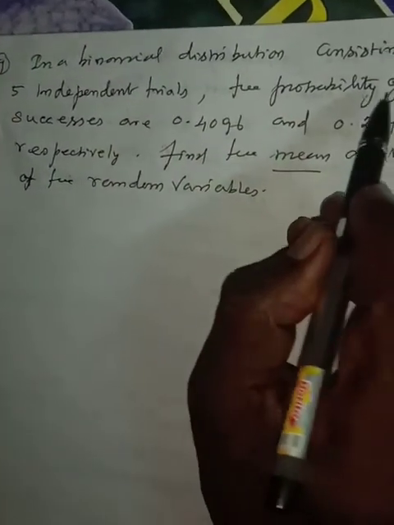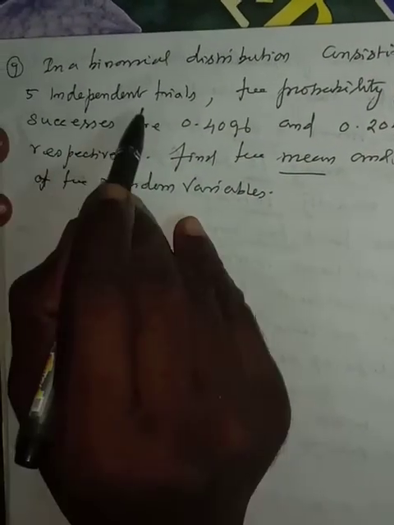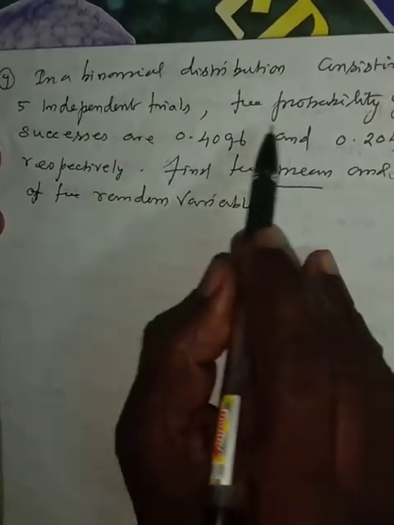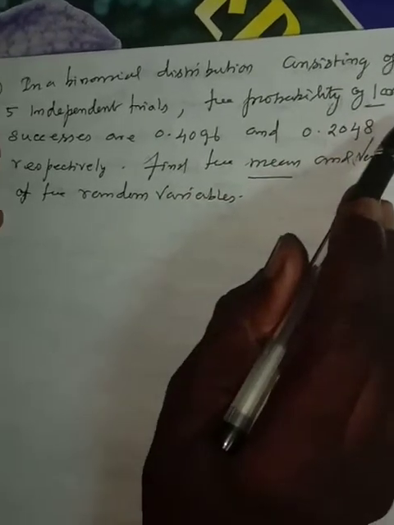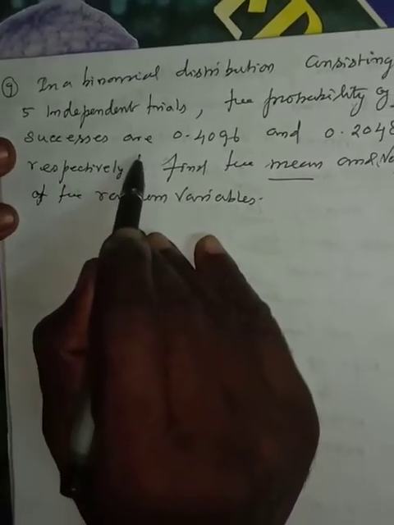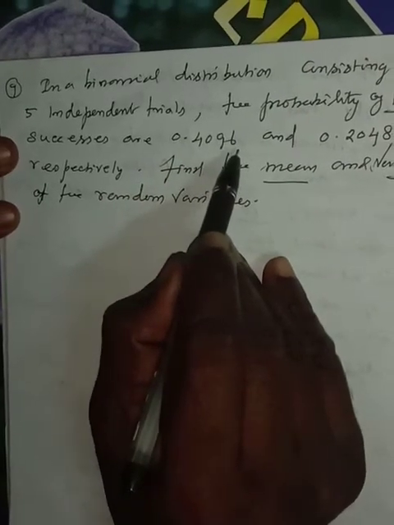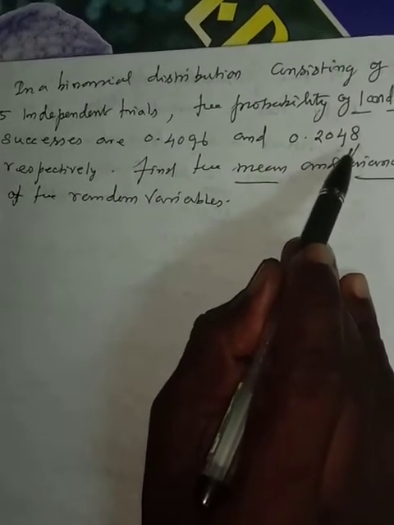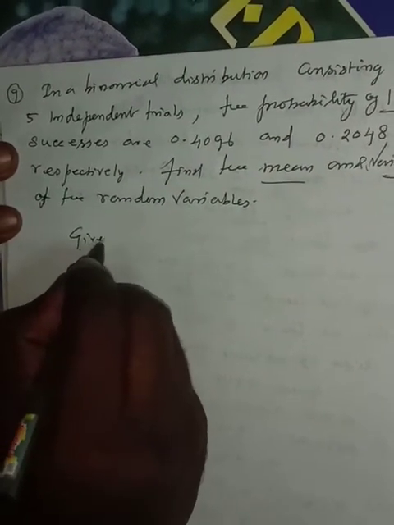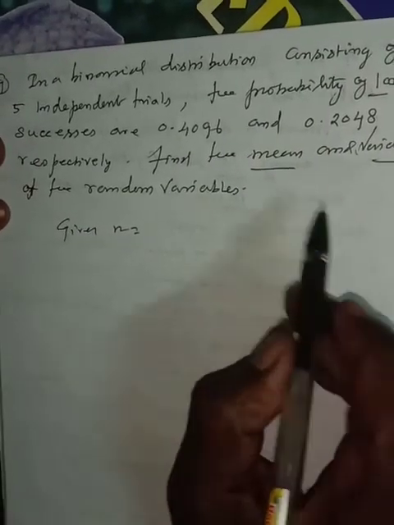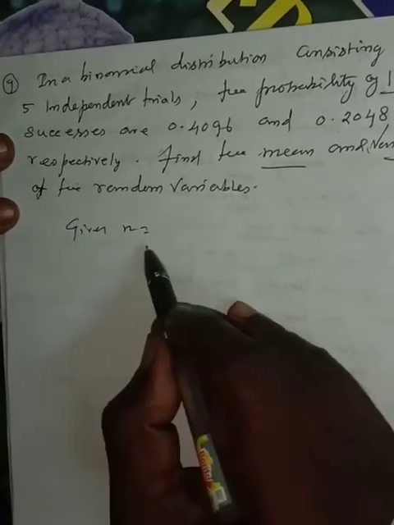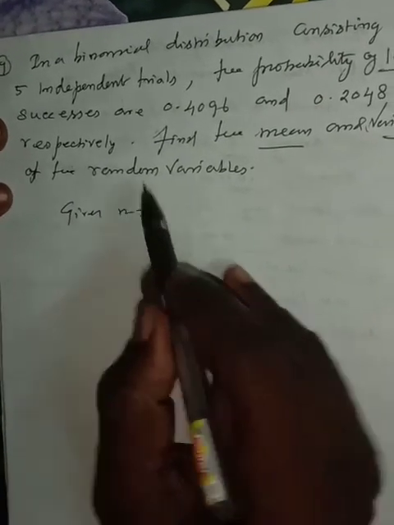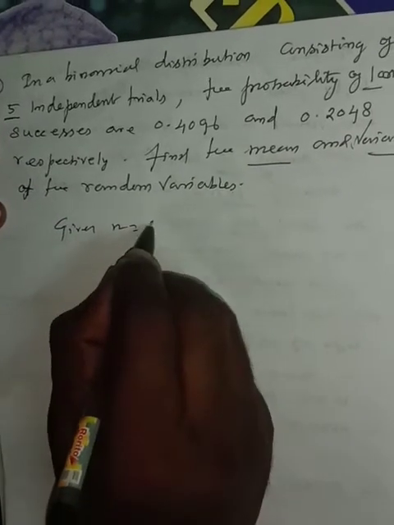A binomial distribution consists of 5 independent trials. The probabilities of 1 and 2 successes are 0.4096 and 0.2048. By the given question, n is equal to 5. Find the mean and variance of the random variable.